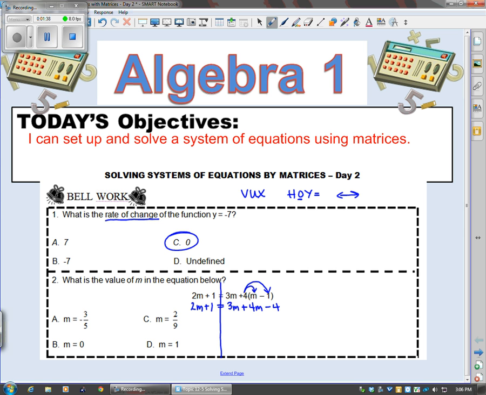Okay, so that's distributing. If it helps to just cross this out so you don't look at it anymore, that might help too. The next step says, can you combine like terms on each side of the equal sign? The 3 and the 4, they're both m's on the same side, so they can be put together. So again, I'm bringing down the 2m plus 1. 3m plus 4m is 7m's.